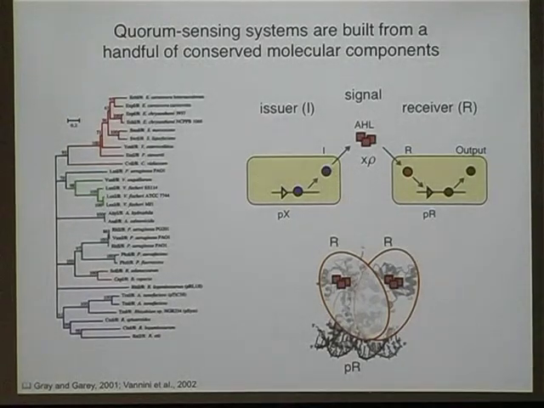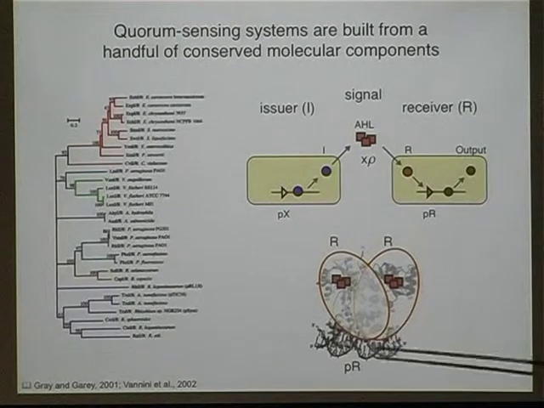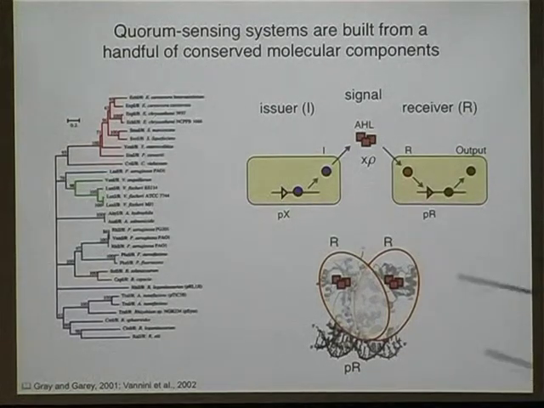The issuer is a protein called I. It's an enzyme that makes a small organic molecule which can go between cells. The receiver is a protein called R, which will bind to this signal. And when it's bound to the signal, it will bind to this promoter called PR and generate transcription. So you have the issuer, the signal, which is AHL, it doesn't matter what it is, the receiver, and the binding site of the receiver. These are the pieces I use.